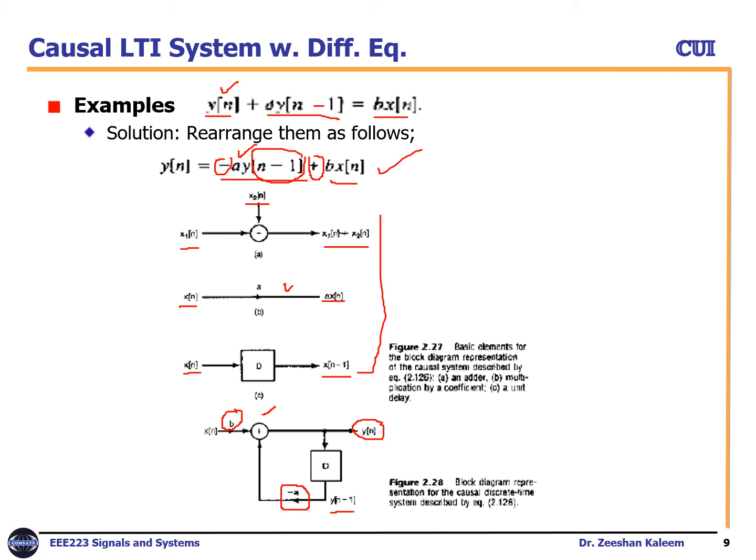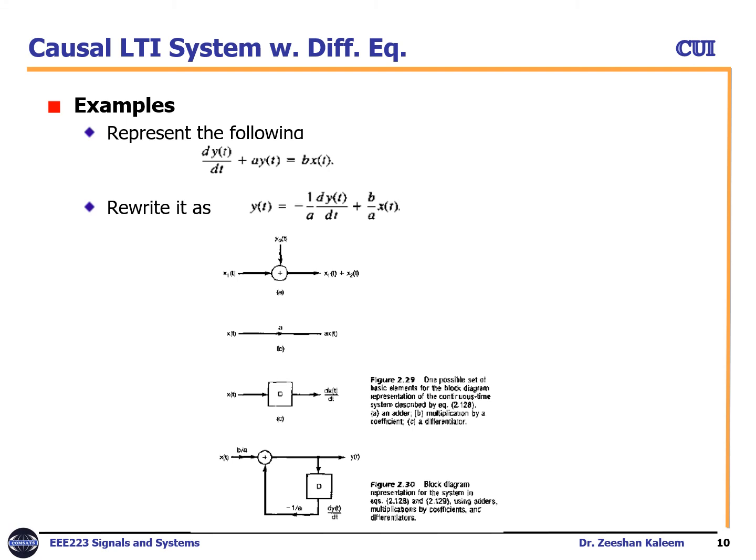We already have b x[n] here, and minus a y[n-1], so we get y[n] equals minus a y[n-1] plus b x[n]. Similarly, we can implement the other equation as well in terms of the discrete time system. We can implement it in terms of a block diagram.